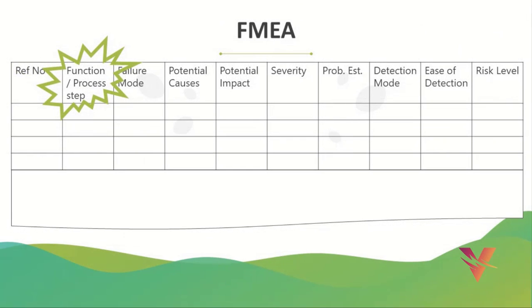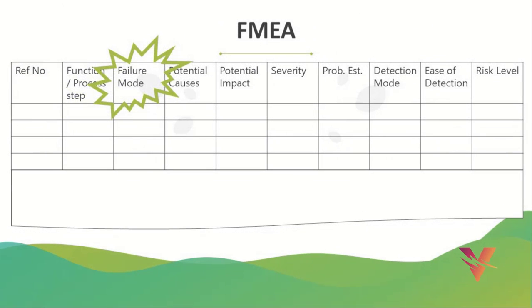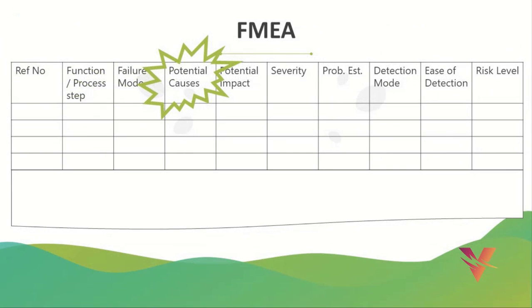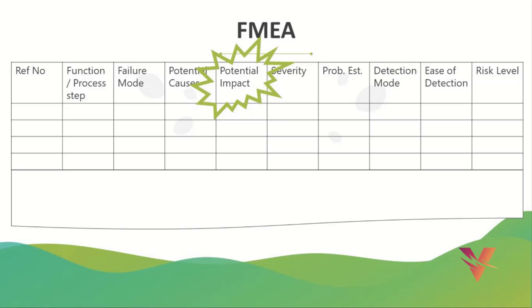Next, we need to outline the function, the step and the item that we are analyzing. Then failure mode, the thing that either has gone wrong or could potentially go wrong. There might be multiple failure modes at each function or step of the process. For each failure mode, we need to identify potential causes that can lead the step or function or the process to go wrong. And equally, we need to think about the potential impact.